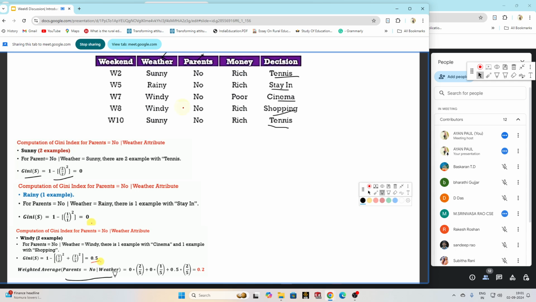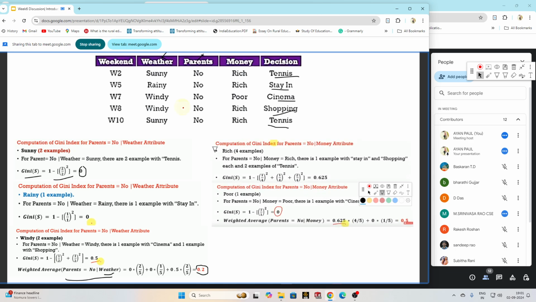Now we will do the same thing, that is weighted. How will we do the weighted? Here it is 0 into, because the Gini index is coming 0, but for sunny you have 2 examples out of 5, that is why 2 by 5. The Gini index for rainy is again 0, and you have 1 example, that is why 0 into 1 by 5. Windy you have 2 examples, and its Gini index is 0.5, that is why 0.5 into 2 by 5, so it is coming 0.2. Okay, so the weighted average for weather when the parent is no is 0.2.